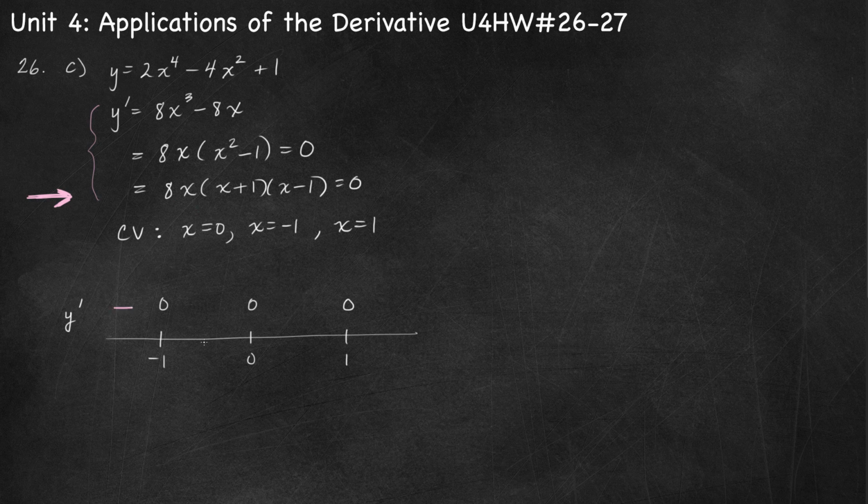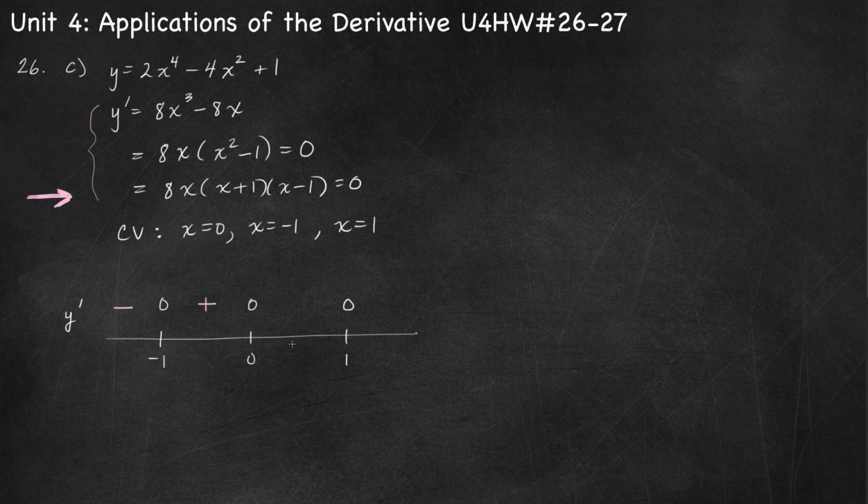Then I'm going to pick a test point of negative 1/2. 8 times negative 1/2 is negative. Negative 1/2 plus 1 is positive. And then negative 1/2 minus 1 is negative. A negative times a positive times a negative is positive.